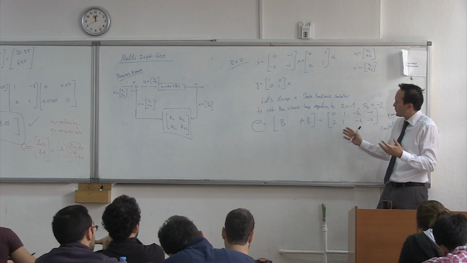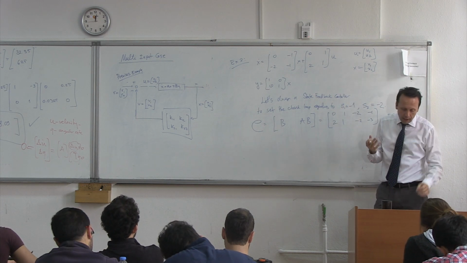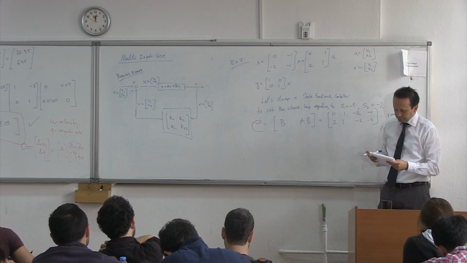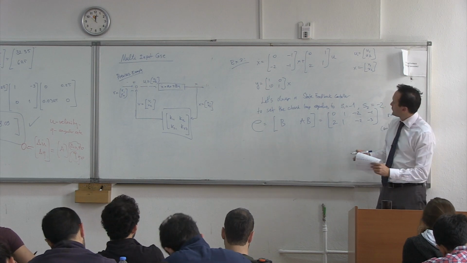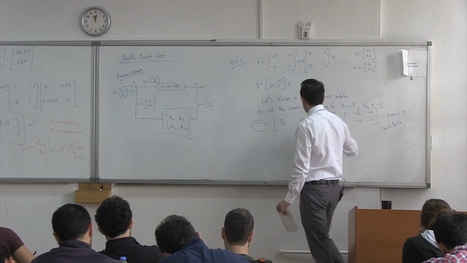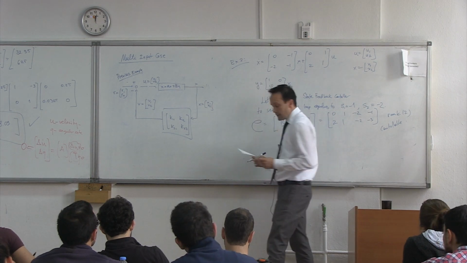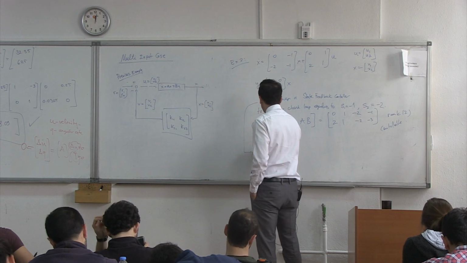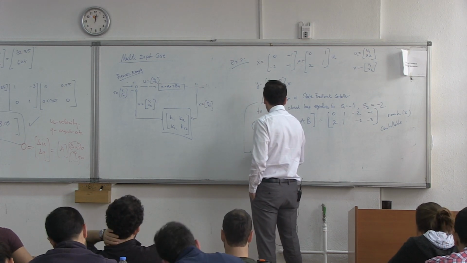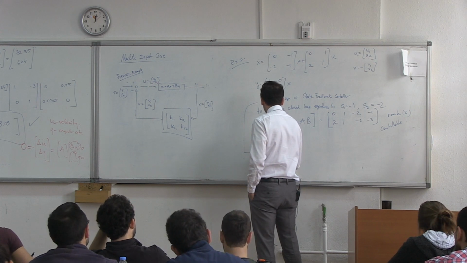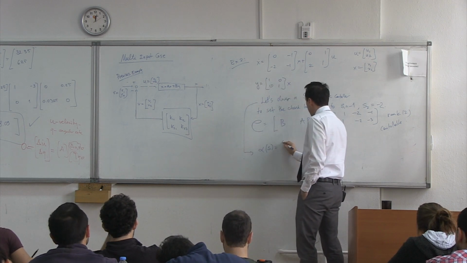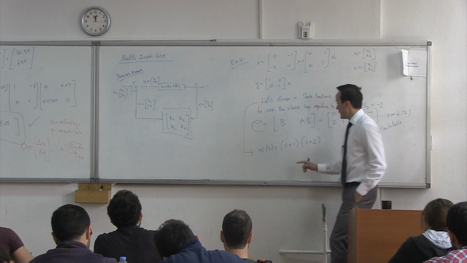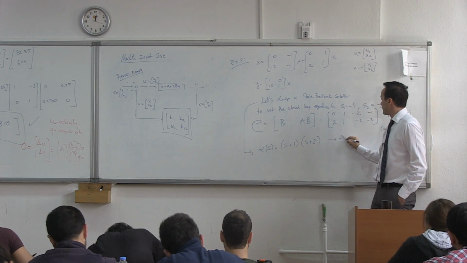We want to match the desired characteristic equation with the closed loop characteristic equation. So let's start with the desired one. The desired says S1 must be this one. So that means the desired characteristic equation should be here. The desired characteristic equation, we called it alpha S, I believe, right? So this is only possible if the system looks like this, if this is the desired characteristic equation.